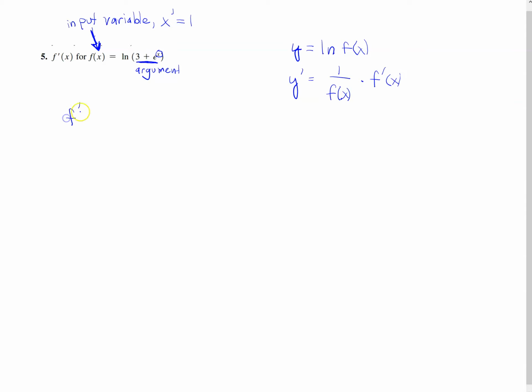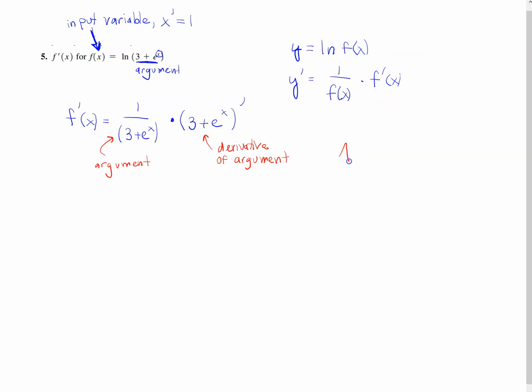So when I go to take the derivative of this function, my derivative is going to be 1 over the binomial. I rewrite that argument exactly as it was written, and then I multiply by the derivative of that argument. Okay, so I'm going to do some side work over here.